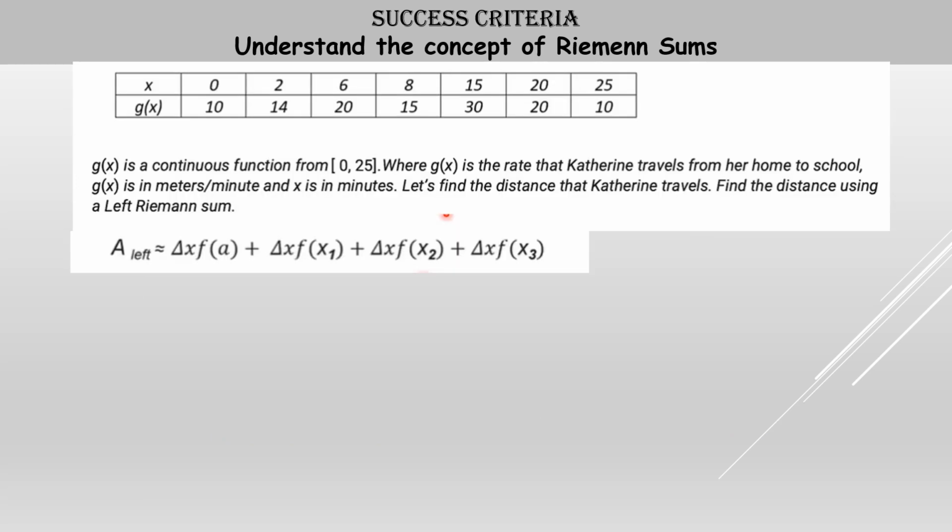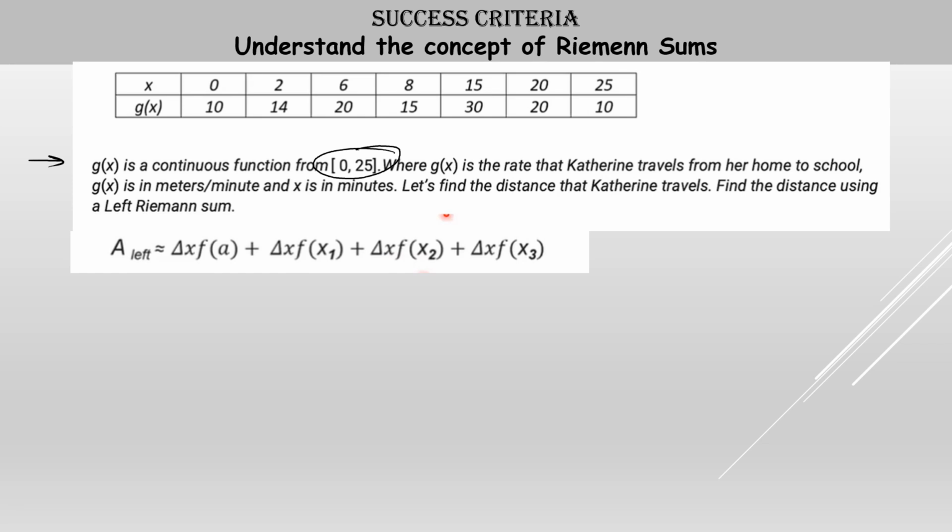Let's look at the questions and clear the concepts. So the function is continuous from 0 till 25 as shown in the graph. And you have to find the distance, how much distance Catherine travels. Find the distance using a left Riemann sum. Now, they didn't tell you how many subintervals are given. They only told you that you have to read this table from 0 till 25.